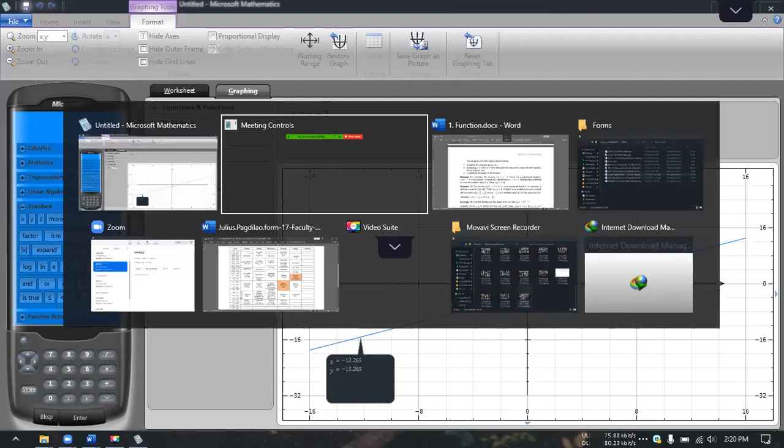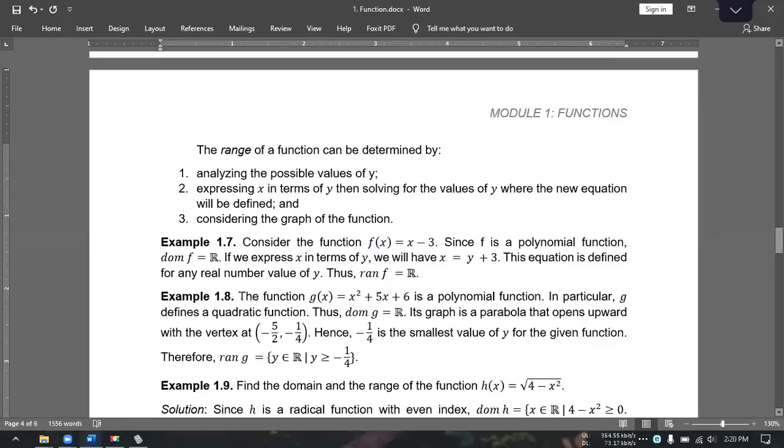We have 1.8. g of x is equivalent to x squared plus 5x plus 6. Yung kanina is a linear function, kaya slanting line yung graph natin. But this time we have a parabola. Although polynomial function siya, there is this restriction. Sa domain, walang problema. Since it's a polynomial function, its domain is just the real numbers.